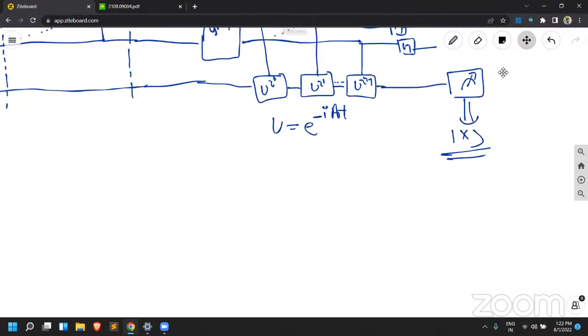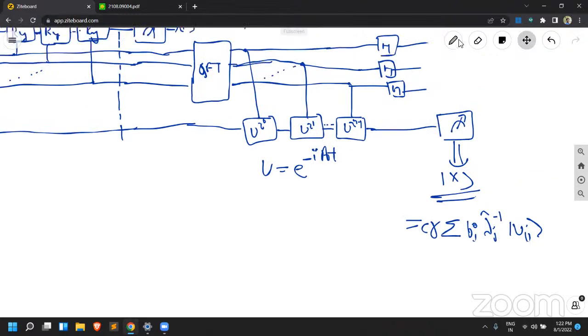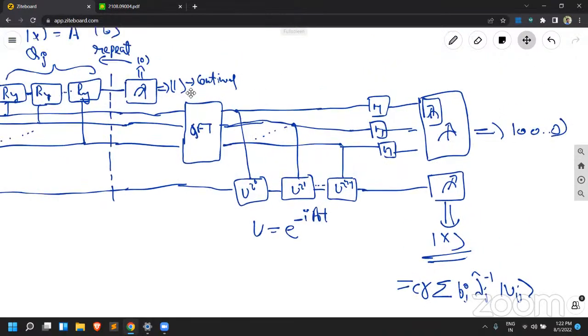So this is nothing but summation over some normalization constant c, and our bj lambda j inverse uj. Right. So this is what we are going to get if we measure this part of the circuit. And we are going to get zeros on the other registers. And when you perform measurement on this, you are always going to have a state one over here.